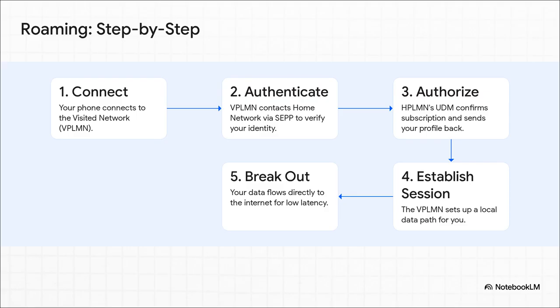3. Your home network's UDM looks you up, confirms you're a paying customer, and sends your profile back. 4. Now that you're authorized, the visited network sets up that local data highway for you. And 5. Your data breaks out directly onto the local internet. And boom, you get a fast, low-latency connection.